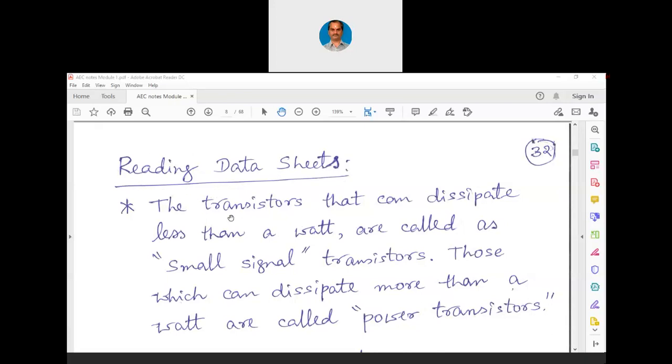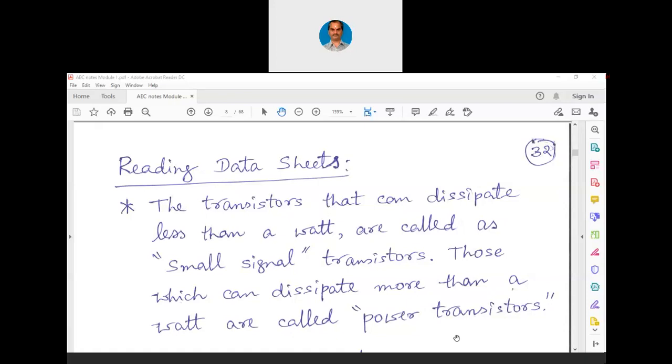The transistors that can dissipate less than a watt are called small signal transistors. Those which can dissipate more than a watt are called power transistors. For example, in our regular amplifiers, the pre-amplifier and middle stage amplifier are all going to handle power in milliwatts. So in such a case, we can call those transistors small signal transistors.